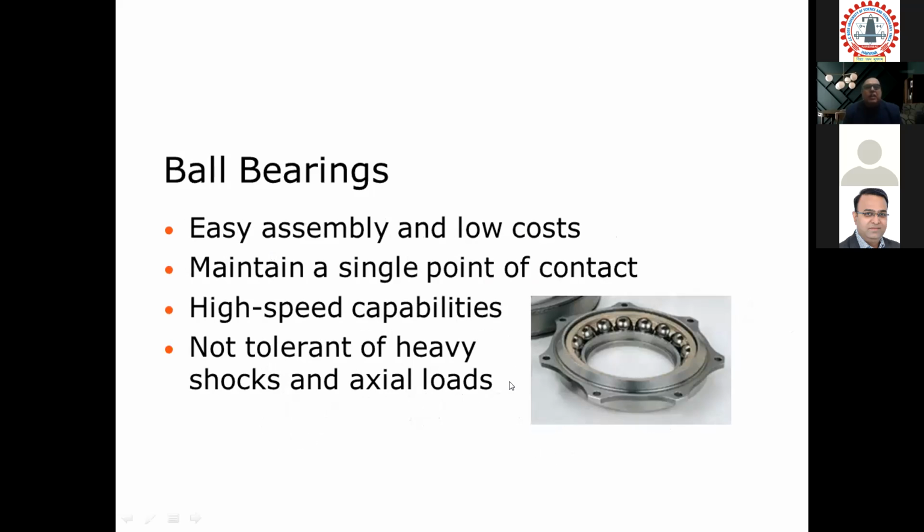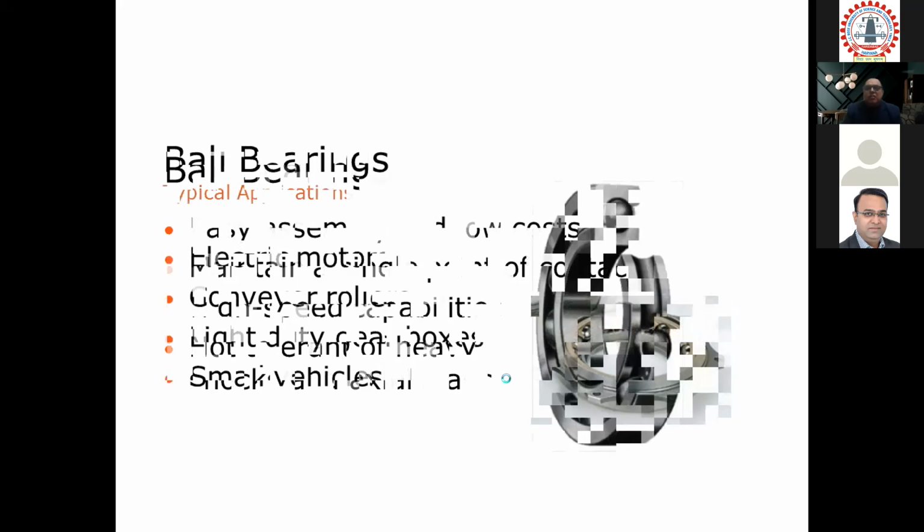Ball bearing is very easy to assemble, and it is relatively low cost. It maintains a single point of contact, and it has very high speed capability. A few minutes ago, I gave the example of the dentist drill running at 3 lakh rpm. That is again a precision ball bearing, because ball bearing is the only one which can take that kind of speed because of low friction due to the point contact. The ball bearings would not be tolerant of very heavy shock and axial load. So in heavy machines, typically we cannot use ball bearings, but in light duty applications, you will see it everywhere.